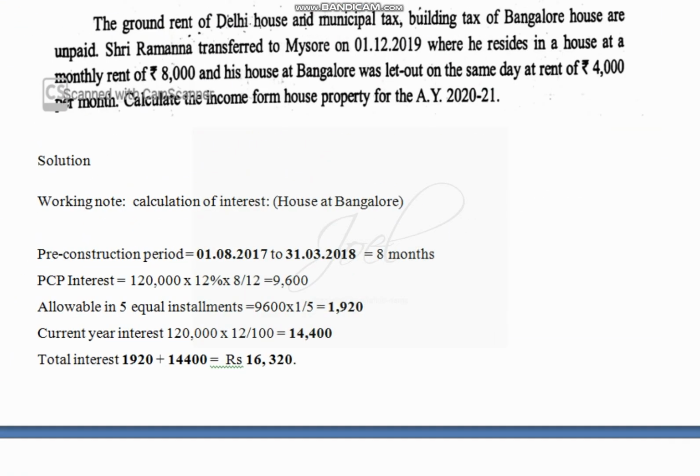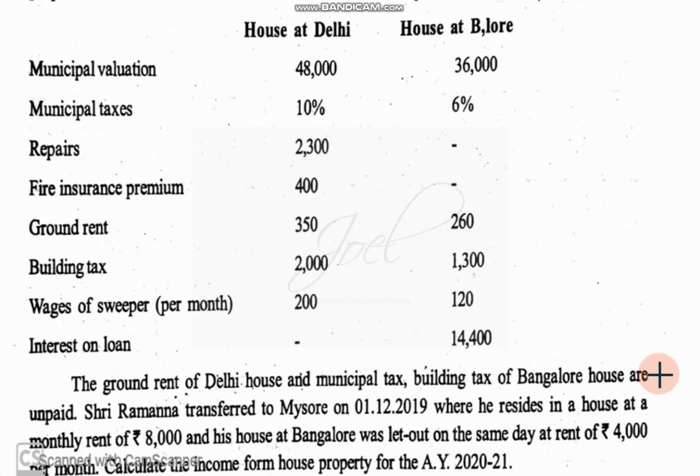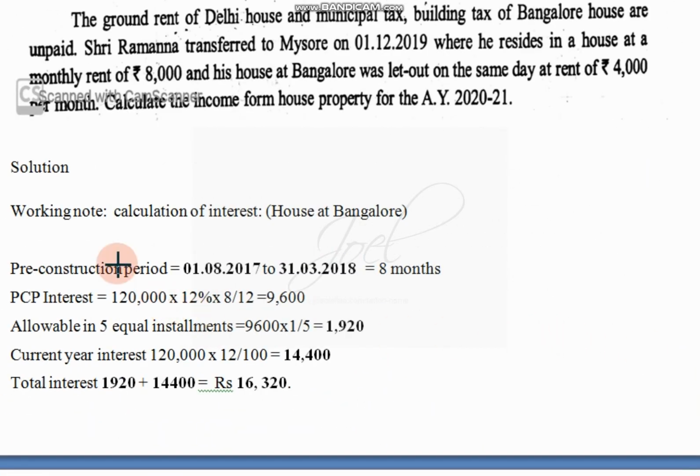Before that, pause the video and write down the working note, calculation of interest. Pause the video and write it. Pre-construction period will be 8 months. Why have we taken 31st March here? We cannot consider the previous year, right? Before this, if you consider the previous year, it will come up to 31st March 2017. So that's why the previous year we are considering. You have to see that the nearest closing year we have to consider. Then there won't be these many confusions.